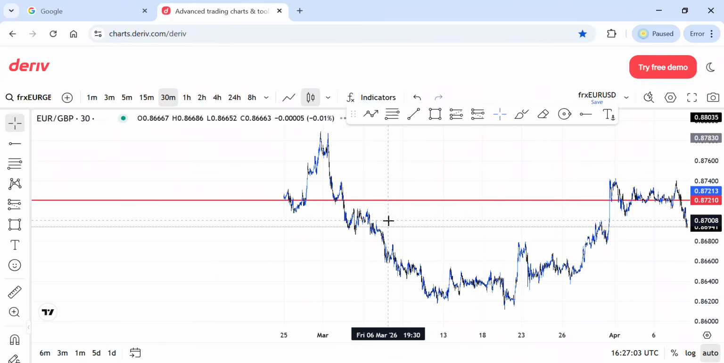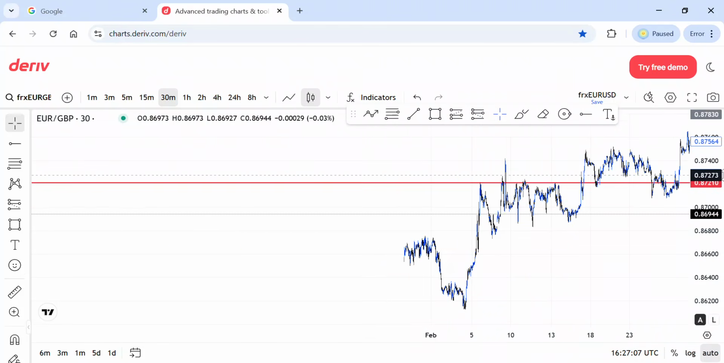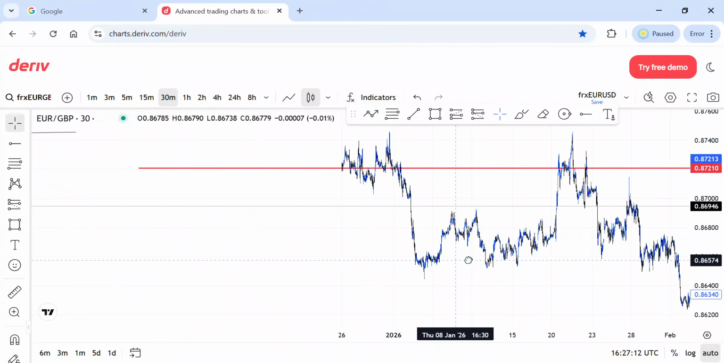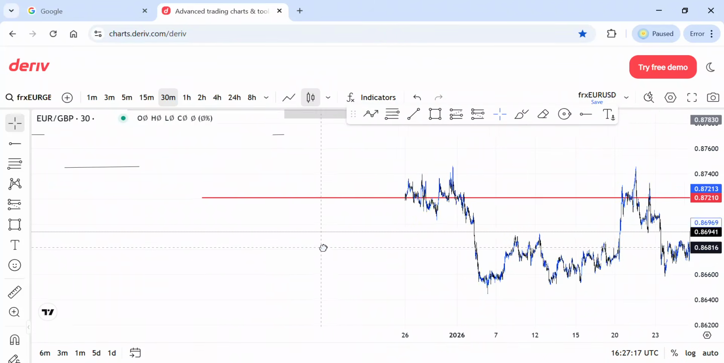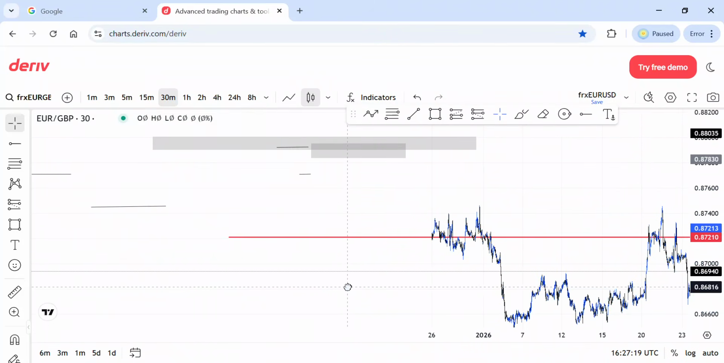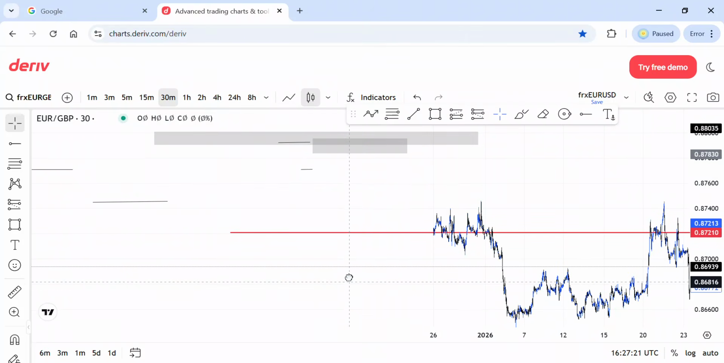I hope we see that side. I hope the chart shows it. The chart is not showing it.